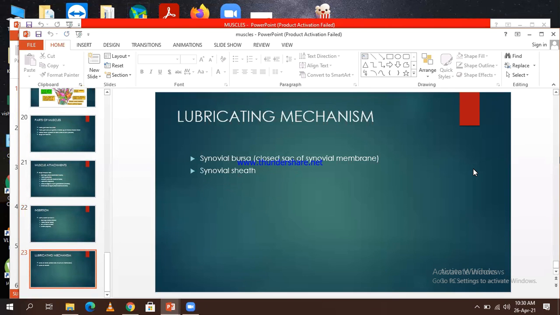So what is the lubricating mechanism of the muscle tendon? We have discussed the synovial sheath. They form the tunnels, and there are synovial bursae. The synovial bursa is located below the tendons of the large muscles, and they provide a cushion below the movement. So the lubricating mechanism is there, and then there are the synovial membrane and the synovial fluid located inside the synovial membrane, which give a lubricating system to the joint. So that was all about the skeletal muscles.